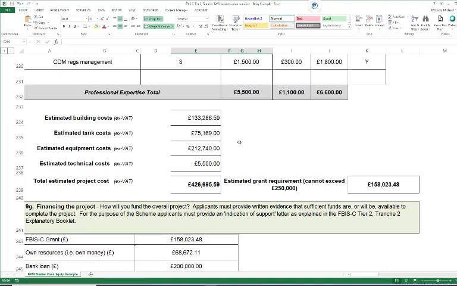You see there at the end there's a total of each one of the elements there: building costs, tank costs, equipment, technical, and the overall estimated costs, and then the estimated grant cost as well. So it's important to note you cannot seek more than 250,000 grant overall, but that covers everything you've sought grant for under the programme.